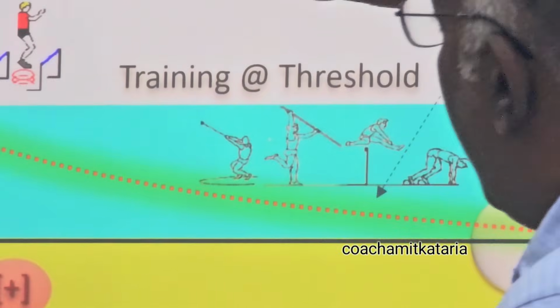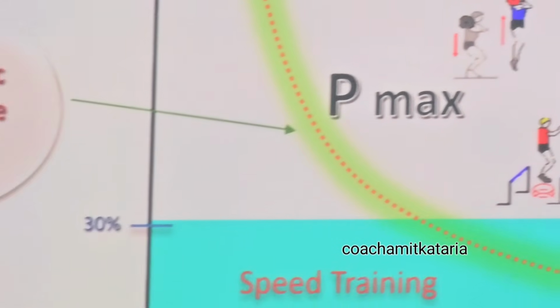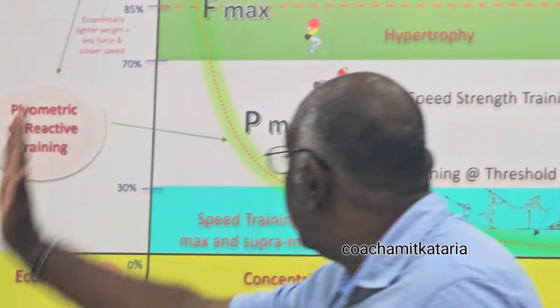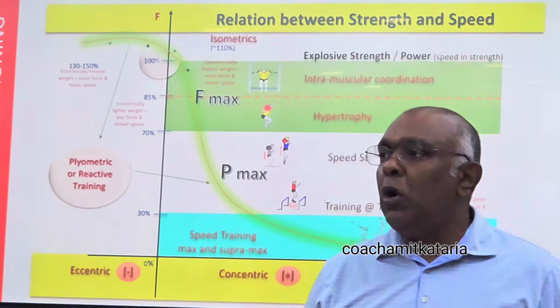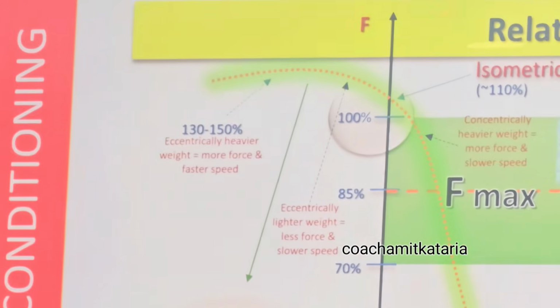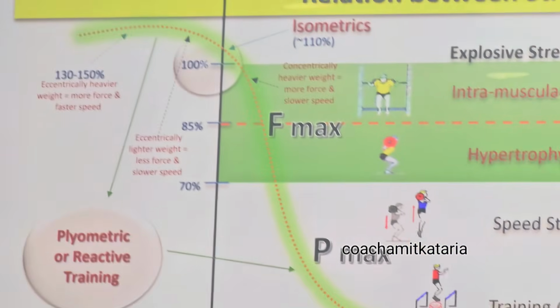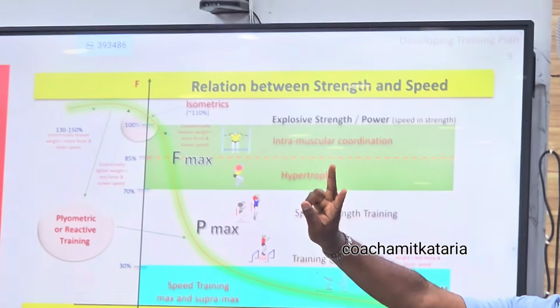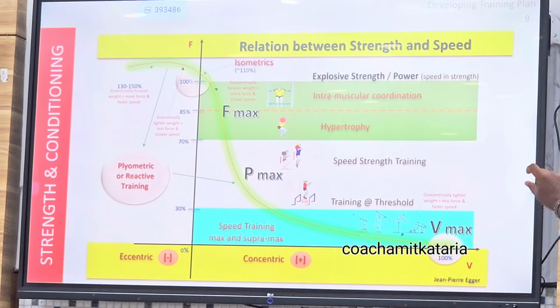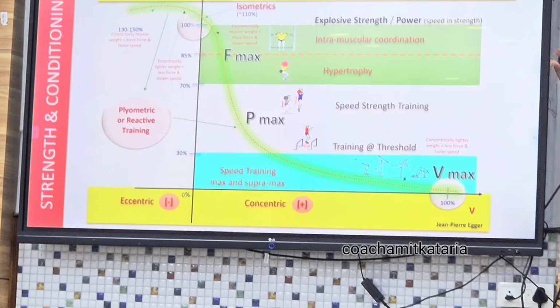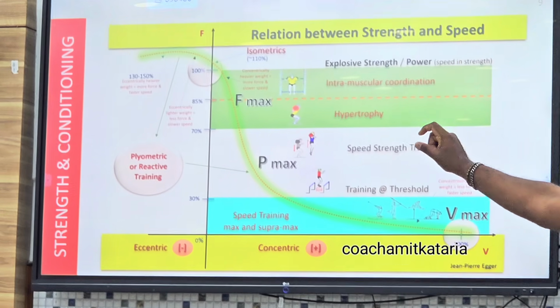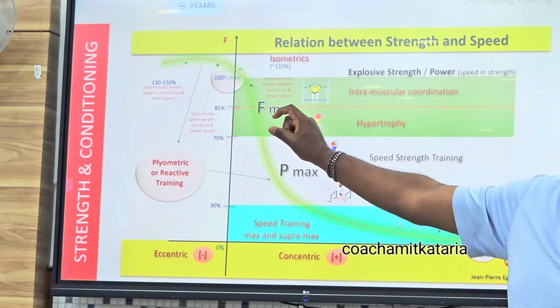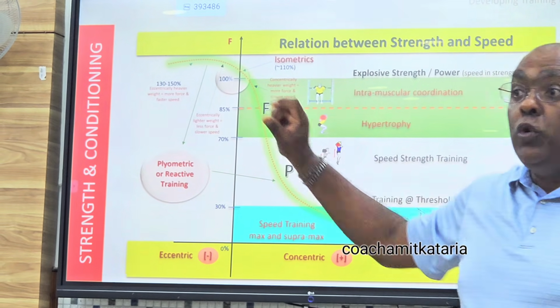Anything from 100% to about 70%, look at the force side. This is what we call F max, or basically force max. And earlier you mentioned, remember, Mr. Parvez said there's two parts for strength. One is hypertrophy, the other one will be intramuscular coordination, the neuromuscular activation. So these are the two differences.